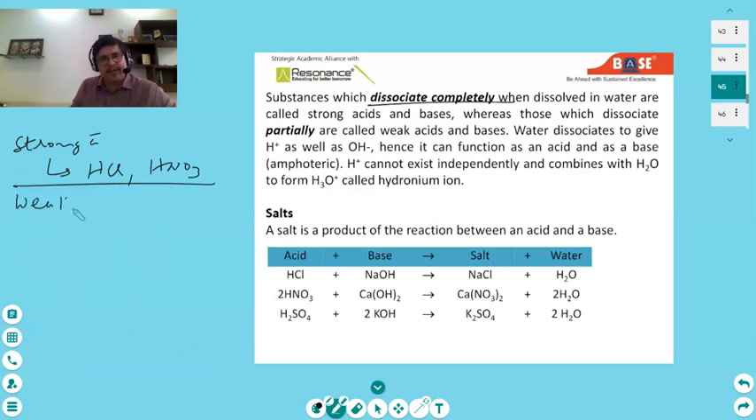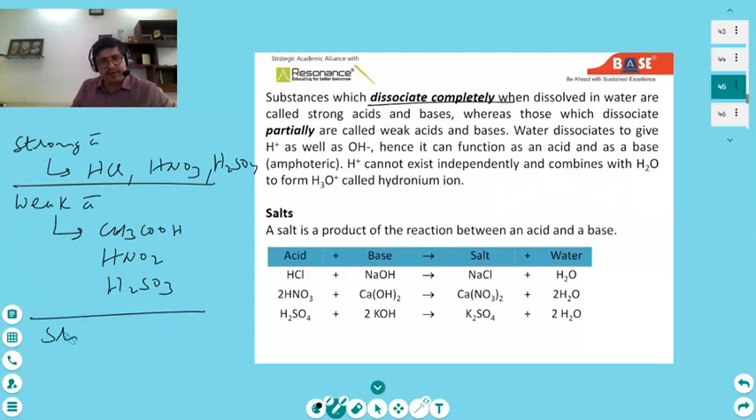Now the weak acids. Weak acid is like acetic acid. You can take CH3COOH. You can take nitrous acid. You can take sulfurous acid. Sulfuric acid is a strong acid.